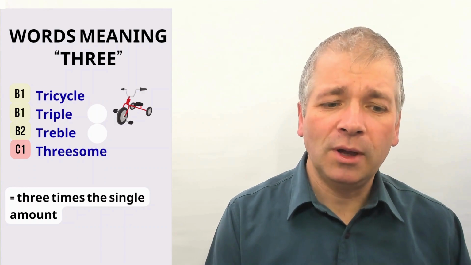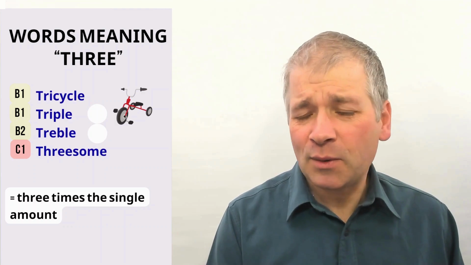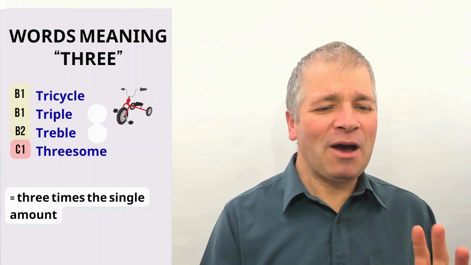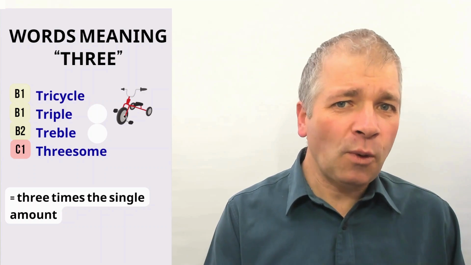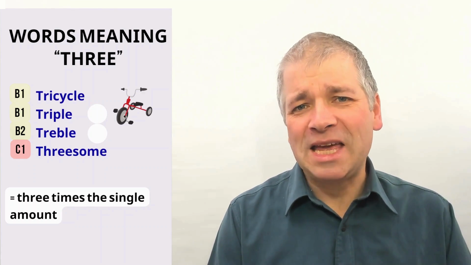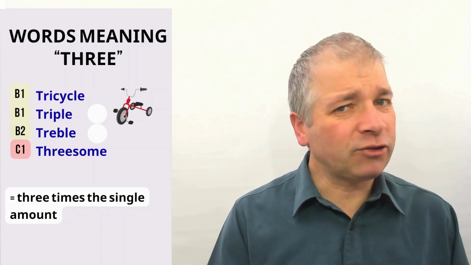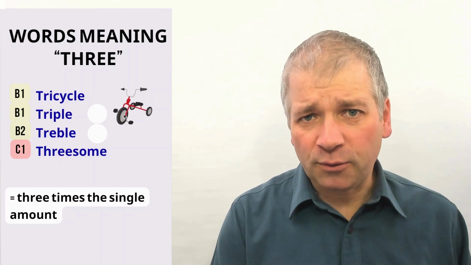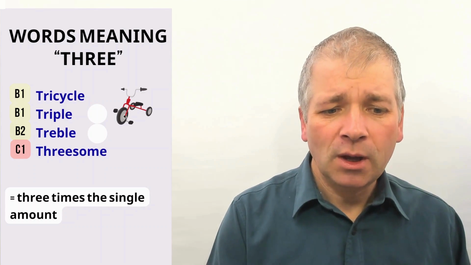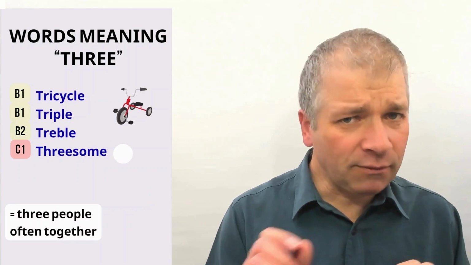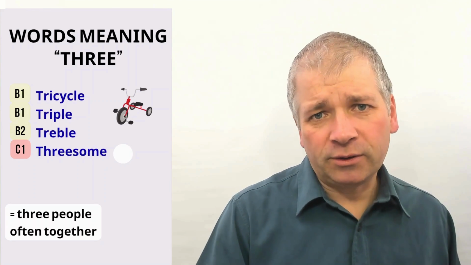Triple and treble mean 3 times the single amount. So in some games, you can have singles, doubles and triples or trebles. And if the single was 1, the treble or the triple would be 3. Lots of other words that start with TRI, such as triangle. Lots and lots of words. TRI at the start of the word normally means 3 in some way. We also can use 3 at the beginning of a longer word sometimes, such as threesome, and that also means 3 of the word that follows.